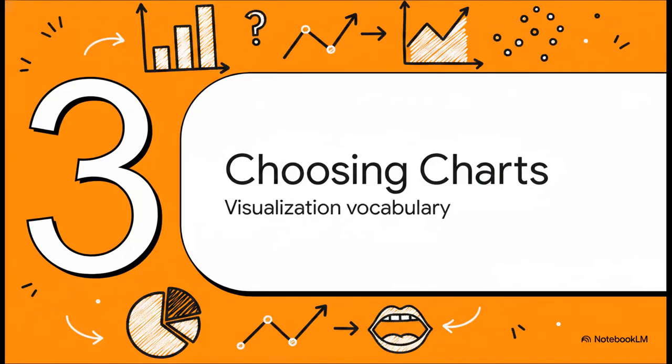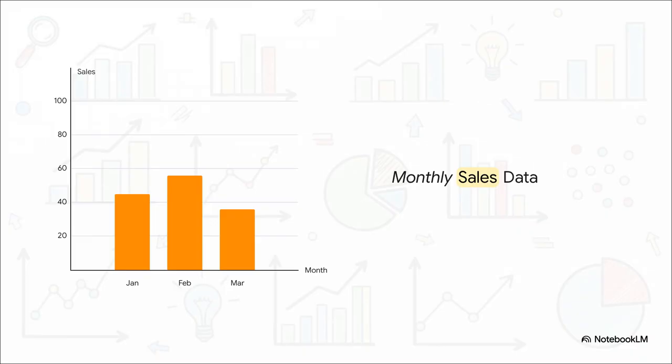Which brings us to section 3, choosing the right chart, the vocabulary of visualization. We know our alphabet and our grammar, so let's build that vocabulary by matching those relationships we just talked about to the correct chart format. Take a look here. Notice how just looking at a basic bar chart reveals the highs and lows so much faster than reading raw numbers.